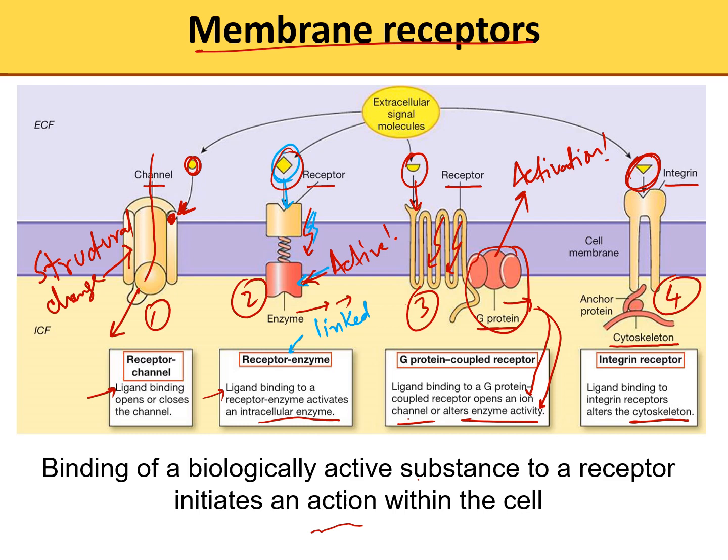So again, binding of ligands or cell signals or hormones can cause four different effects. It can open ion channels by binding receptors that are linked to channels. It can activate different enzymes by binding receptors that are linked to enzymes. It can activate G protein by binding to receptors that are linked to G proteins, and G proteins will cause other things to happen like ion channel or enzyme activity. Or we can cause the cytoskeleton to be changed by the signal binding to integrin receptors that are linked to the cytoskeleton.